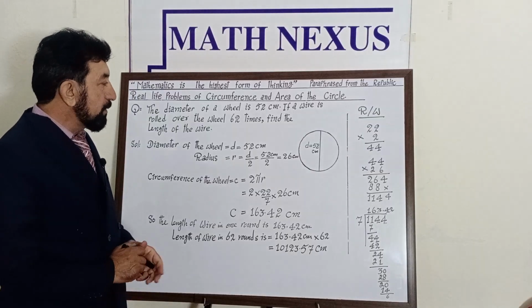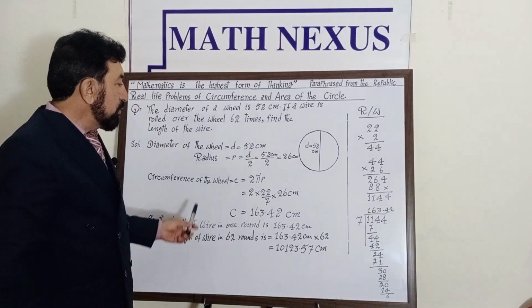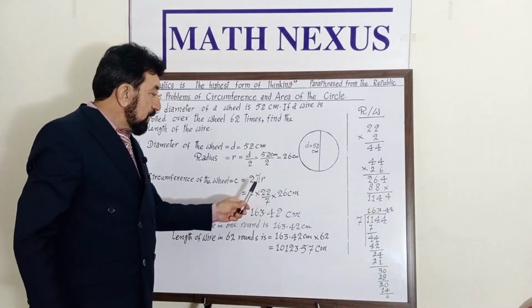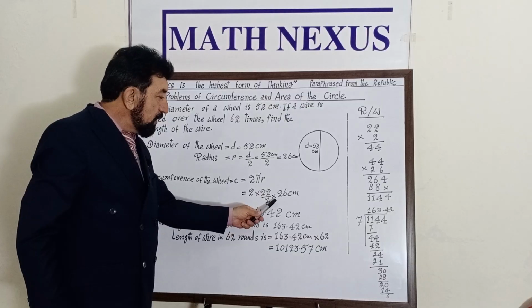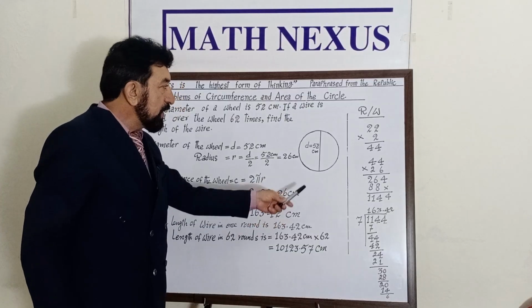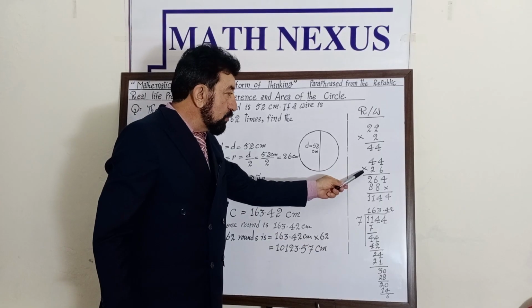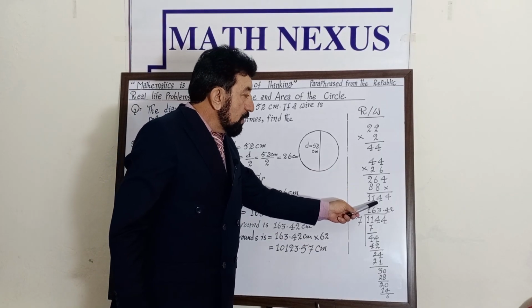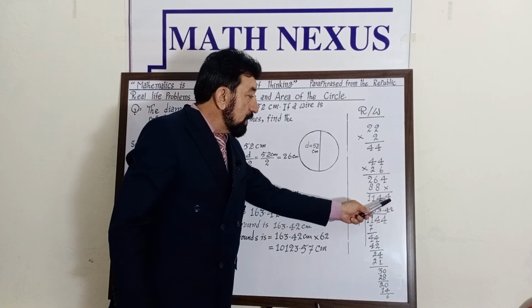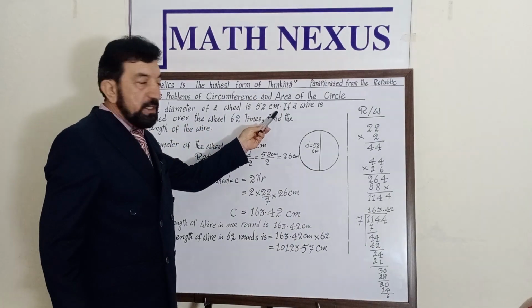Now we have a formula. Circumference of this circle is equal to 2 pi r. Now putting the value 2 into 22 upon 7 into 26 centimeter. 22 into 2, this is equal to 44. 44 into 26, this is equal to 1144.